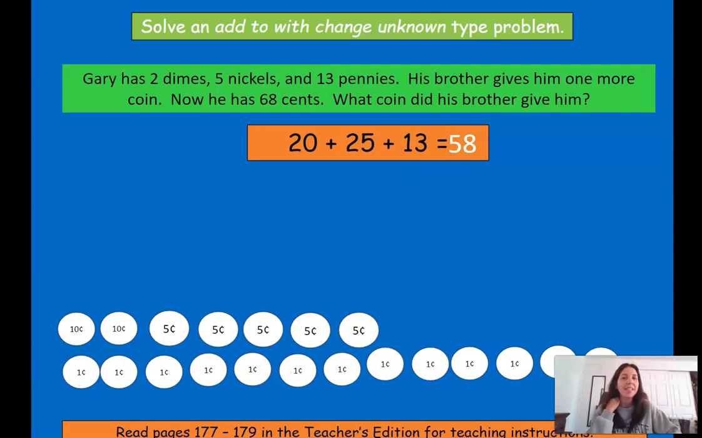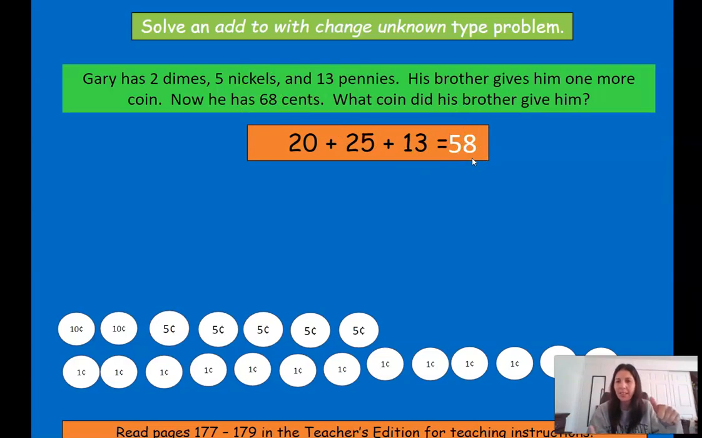He has 58 cents. So now it says his brother gives him 1 more coin. Okay? And now, after he gets that 1 more coin, now he has 68 cents. And we have to figure out what coin did his brother give him. Well, we know that of all the coins we can have a penny. So would we go up 1 cent from 58 to 68? Did we go up 1 penny?